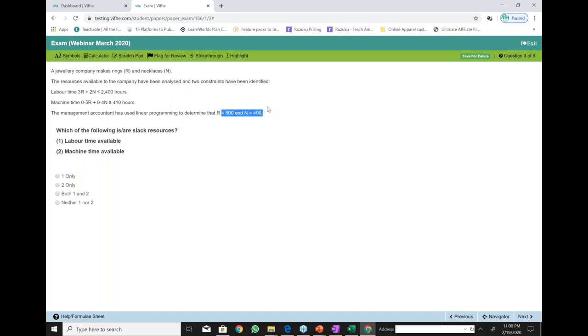Now, quickly solve and tell me which of the following is or are slack. Slack is the underutilization I mentioned today. Slack is the underutilization. Can you give me the answer here?